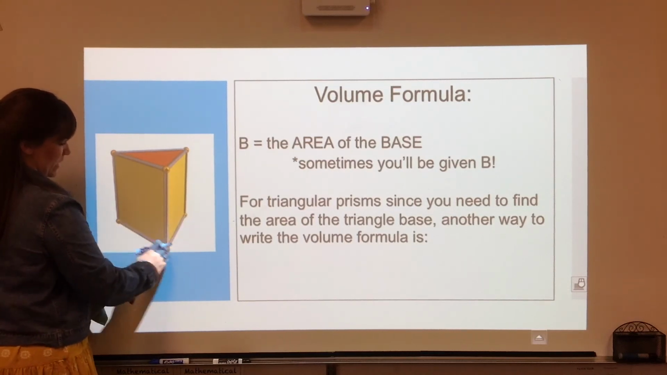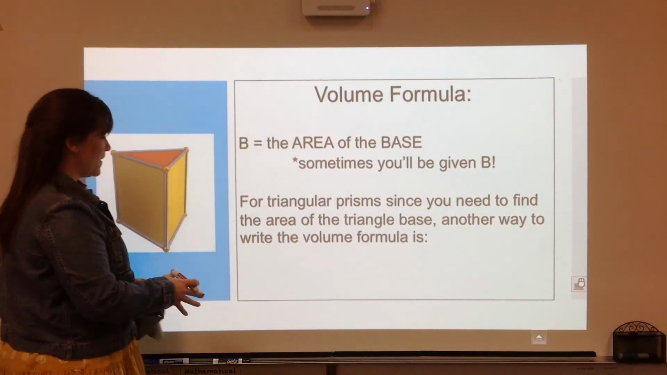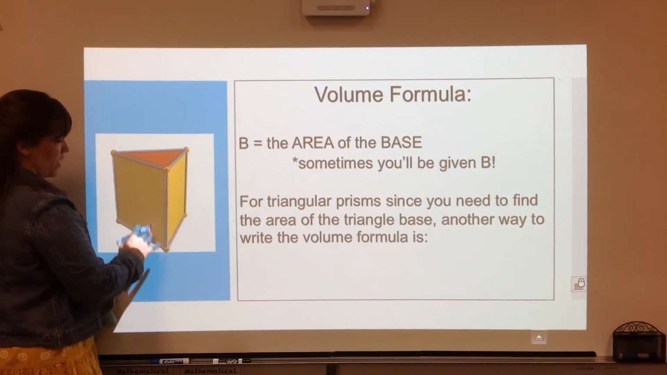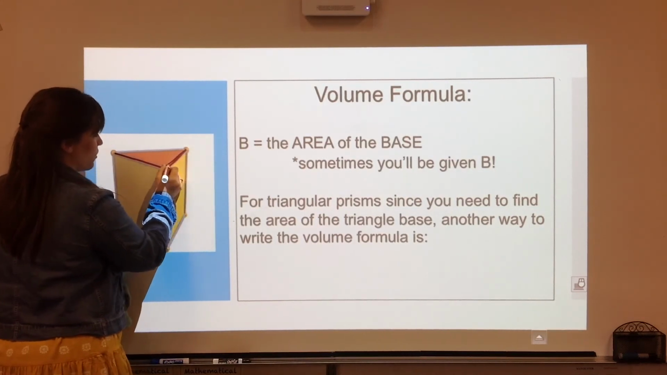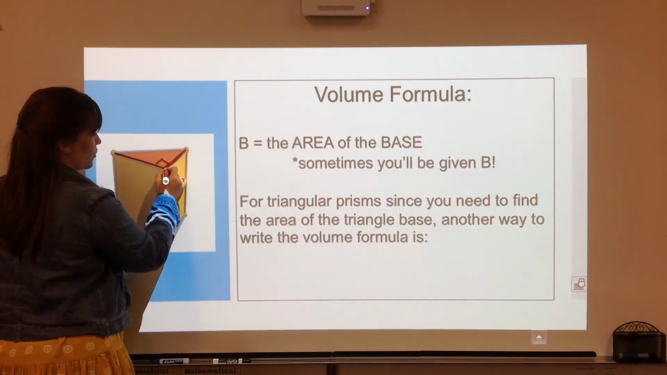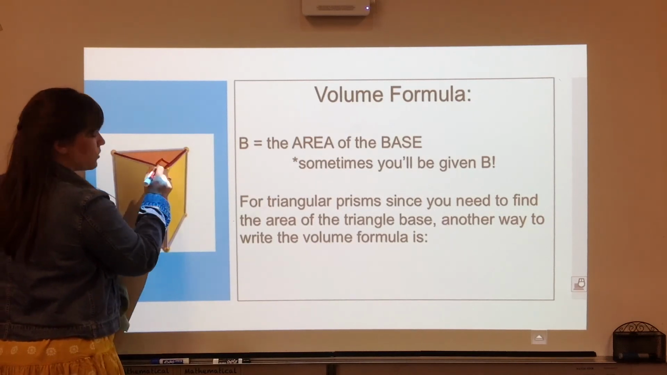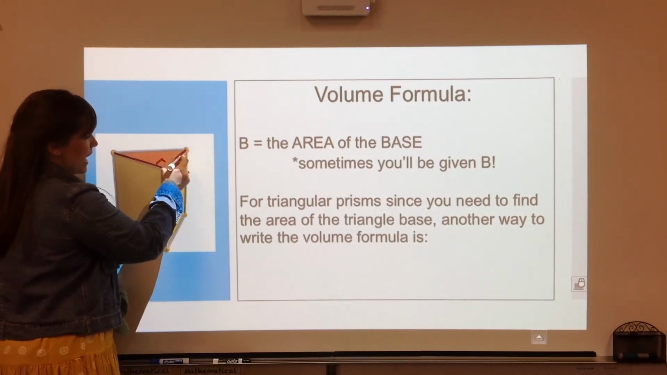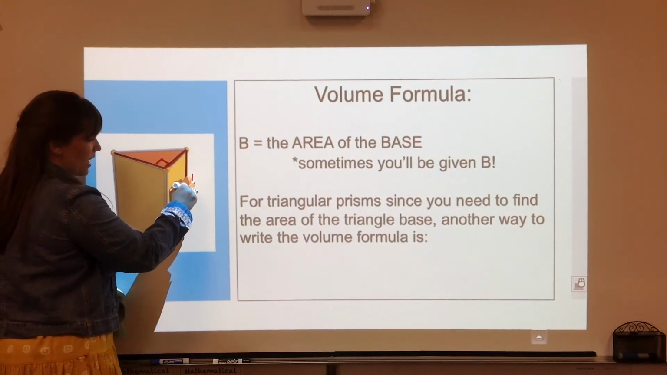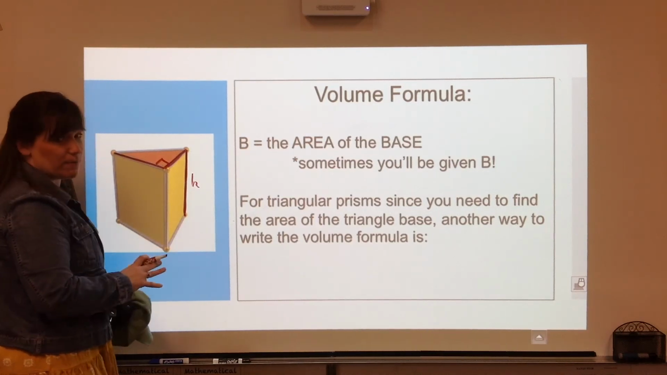Where the base is covered because it's a solid figure, the top is the same as the bottom. And so this is going to be your right angle. And so this is the triangle that you have to pay attention to and find the area of first. And then you have to figure out what the height of this whole shape is.